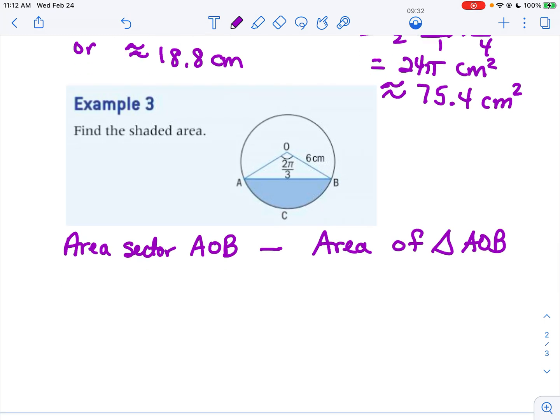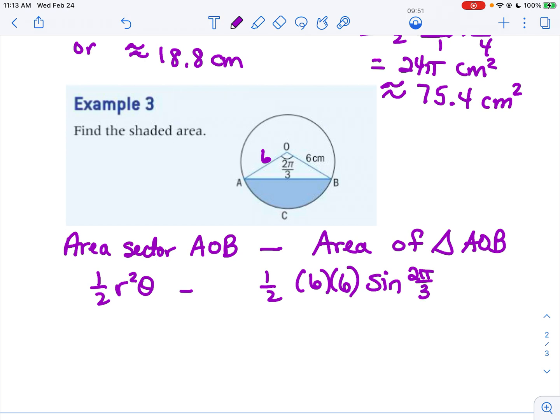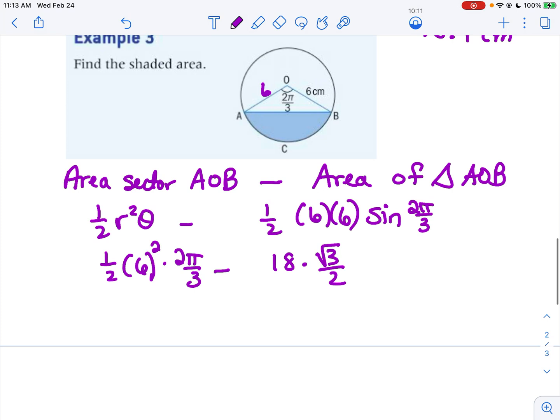Okay, so my area of my sector is going to be 1/2 r squared theta minus, now this is not a right triangle, okay, so it's going to be 1/2, now be careful, this is 6, so I'll do 6 times the sine. Oh, remember this formula from the last chapter? Okay, here we go. So this is going to go 1/2 r squared times 2 pi over 3. Half of 36 is 18. I'm going to use my unit circle ability, and that sine of 2 pi over 3 is radical 3 over 2.